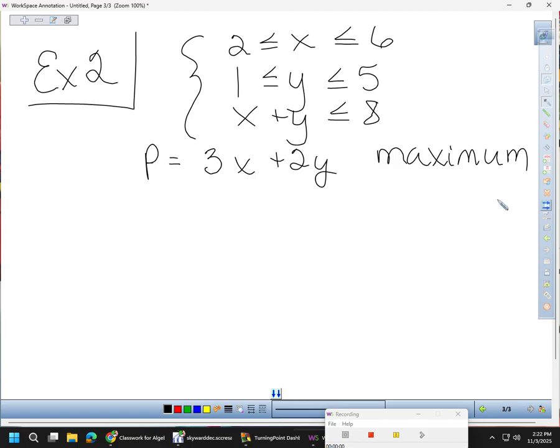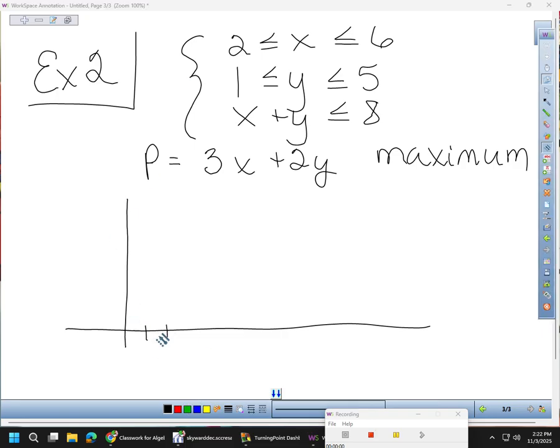All right. So the first thing is, I'm going to put my graph up here. I did this one because it was a little bit different. This means if I have my x's between 2 and 6, I'm going to go to 2, and I'm going to make a vertical line, because x equals 2 is a vertical line. All right. I'm going to go 3, 4, 5, 6, and I'm going to make a vertical line there. So right now my feasible region would be between those 2 vertical lines.